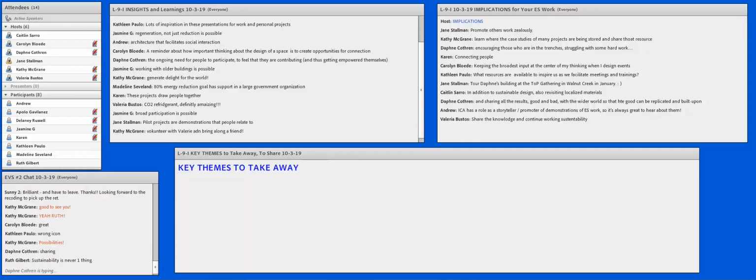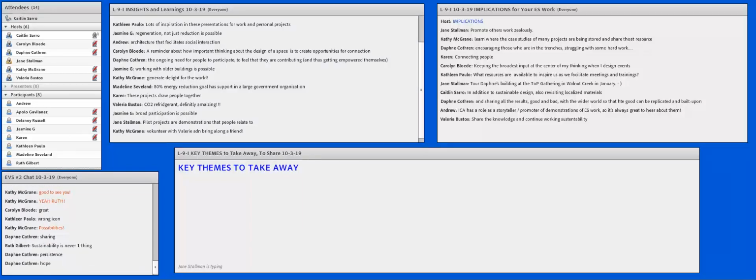Jane, this is Caitlin. I was struck with the idea that we were talking a lot about physical spaces, but that they were made possible by community, people coming together. So something about the dynamic between physical spaces made possible by people. I'm complete.